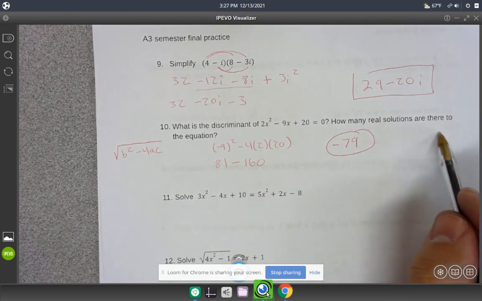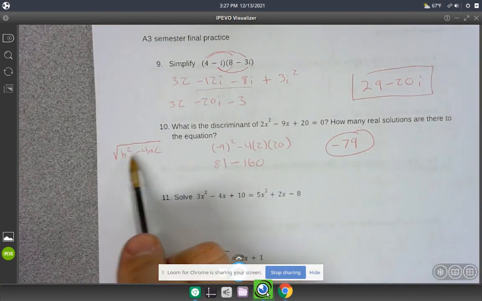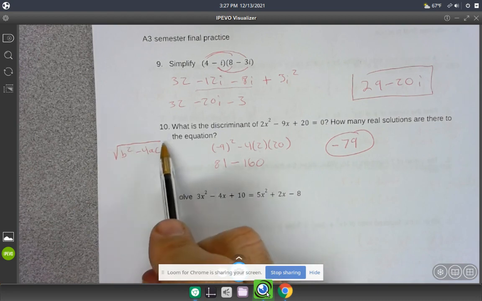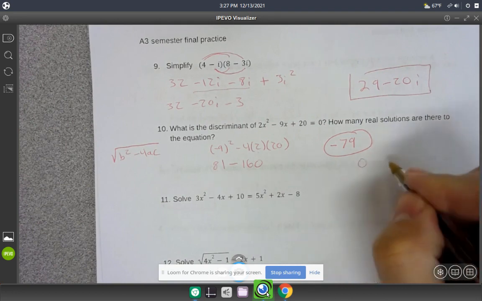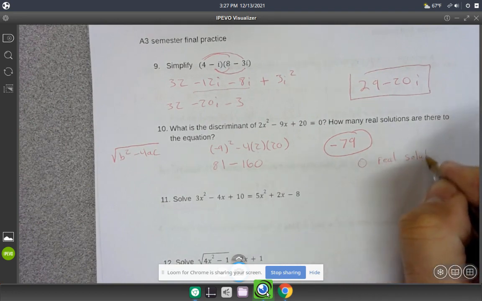How many real solutions are there? All right, because the discriminant's negative, you're taking the square root of a negative number. That's going to be imaginary solutions. So there are 0 real solutions.